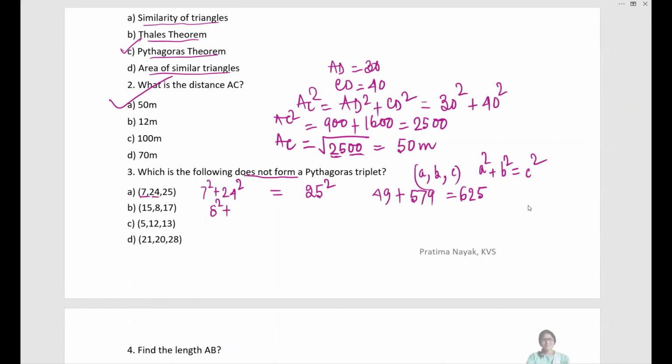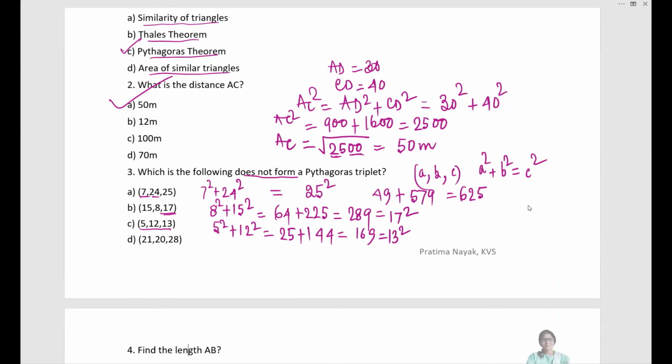Next, the second one: 8 square, the smaller one, and 15 square, the smaller one. See whether the sum is the square of 17 or not. So 64 plus 225 is 289, which is 17 square. So they also form a triplet. Next is 5 square plus 12 square: 25 plus 144 is equal to 169, which is 13 square. So that also forms a Pythagorean triplet. So ultimately the last one will be the answer.